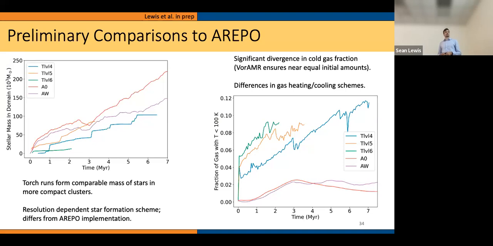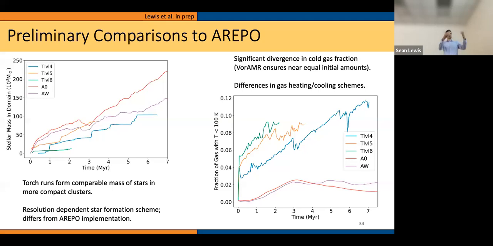The AREPO runs then proceed, and there's some changing amount of cold gas as the system evolves. Some gas is able to cool or gets heated up by stars that form, etc. But in the Torch runs, pretty much immediately we have this huge spike in the total fraction of cold gas present. So this is implying, or not implying, it's showing that there are different heating and cooling physics modules that we use in Torch compared to AREPO.